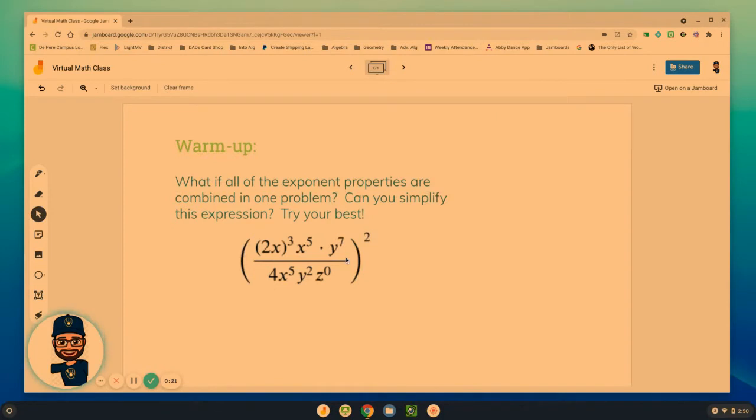What if all of the exponent properties are combined in one problem? All of them right here. Can you simplify? Try your best. So pause the video here. Try as best as you can to see what you get.